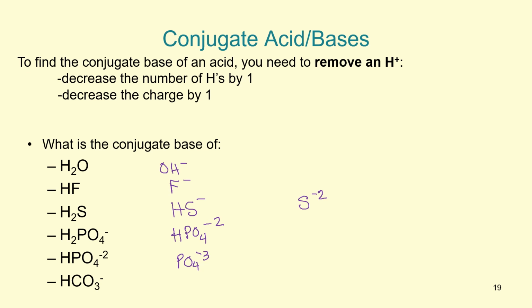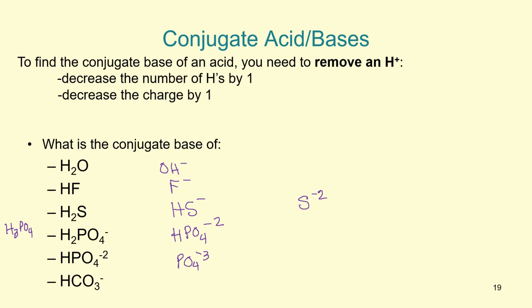H2PO4 negative becomes HPO4 -2, and we actually can have H3PO4 as one acid, so H2PO4 negative would be the conjugate base of H3PO4. So we can actually remove 3 hydrogens in sequence.